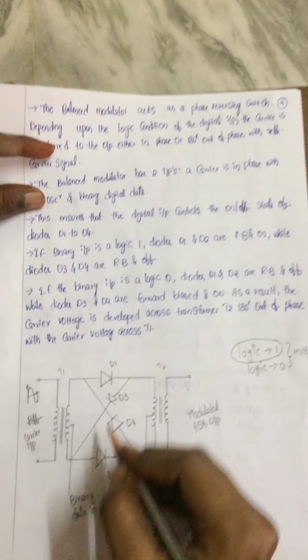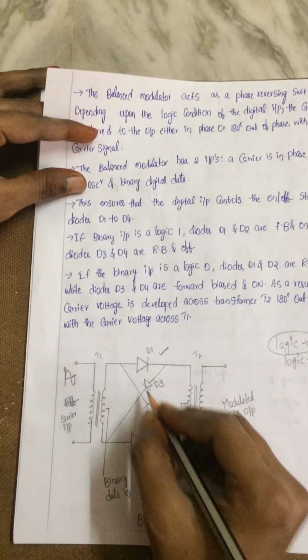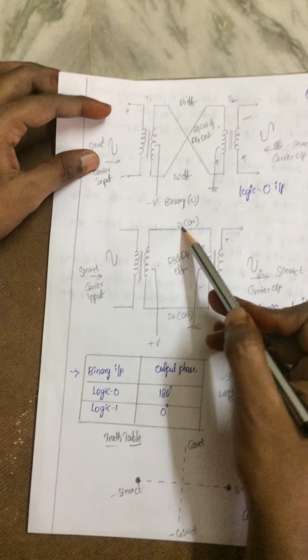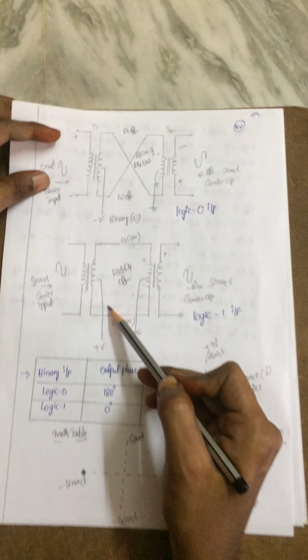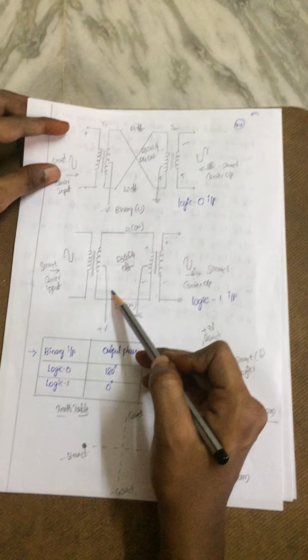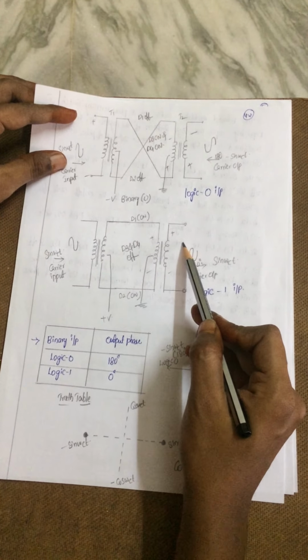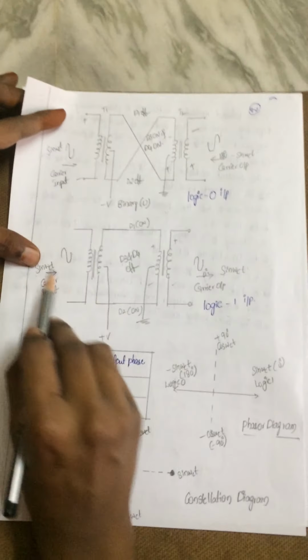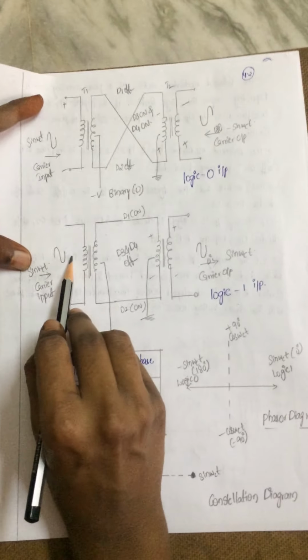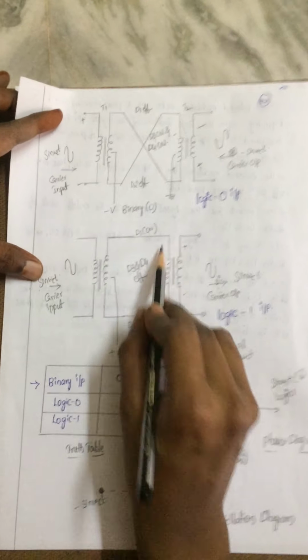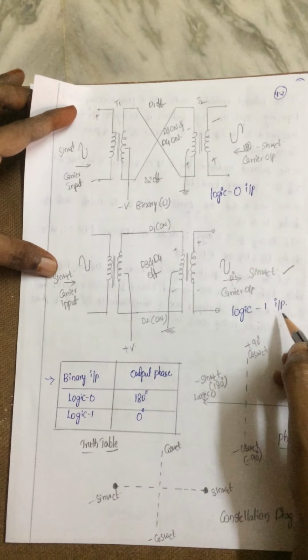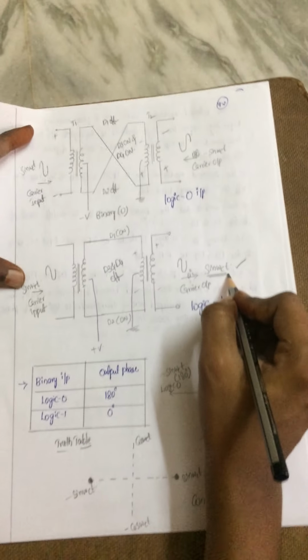Whenever a positive voltage is given, D1 is on and D2 is on. These two are off. So this is the structure for logic 1 input. These two are on; D3 and D4 connection is not there because those two are off. Hence we are getting this value. So no phase shift. Whatever the input is given, that same is passed from this transformer to this, and we are getting it as it is, sin ωct.